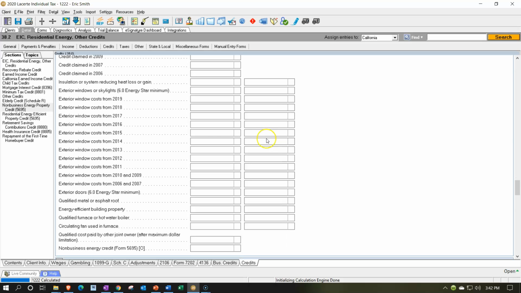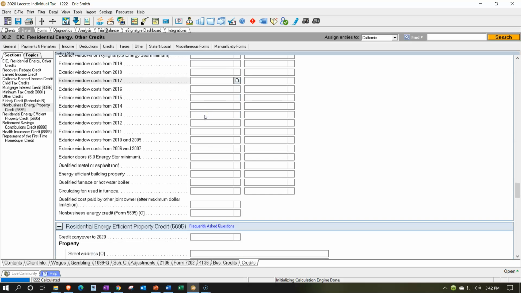And then we have a difference on the exterior windows. And again, we have the prior years for the exterior windows because, once again, there could be a limit that's different for the exterior windows costs. So we might take a look at that.